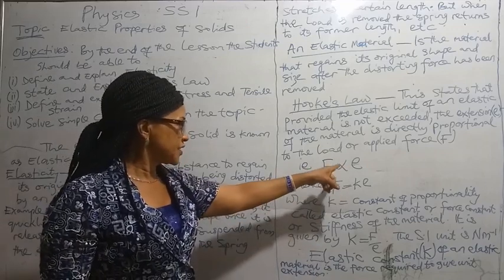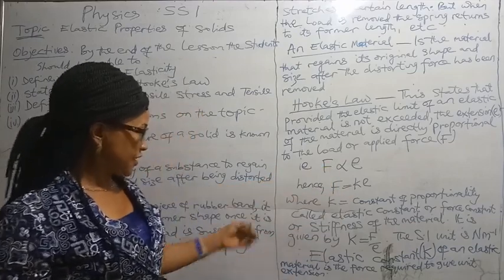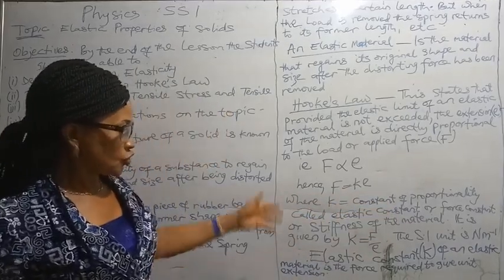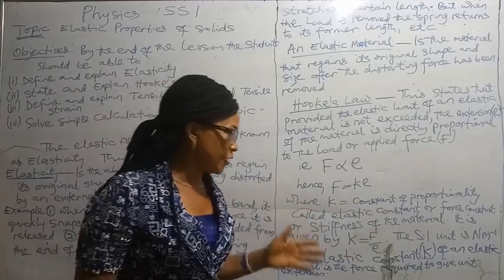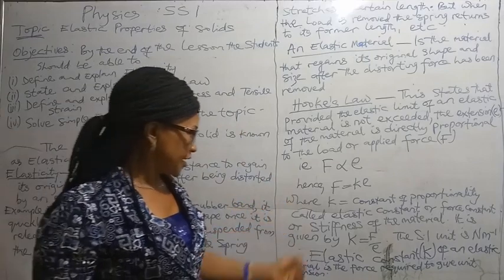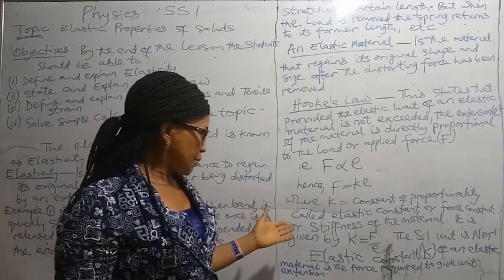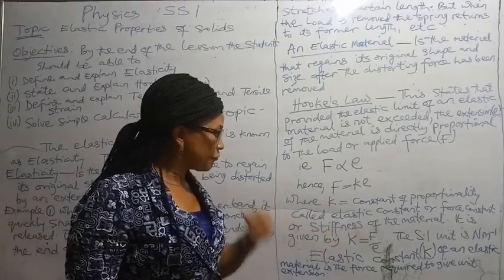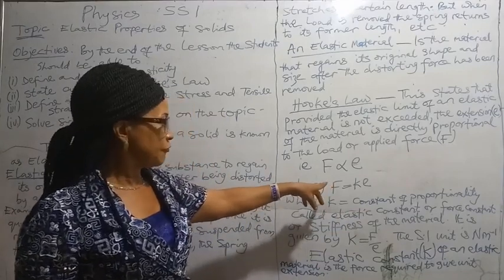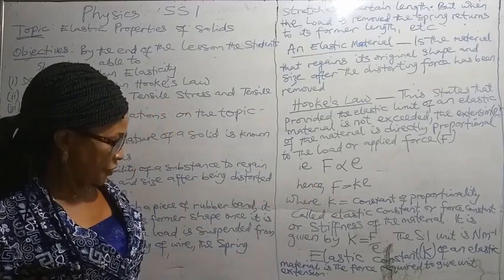Hence, when you remove the sign of proportionality, you put a constant K. And what is that K? K is a constant of proportionality called elastic constant or force constant, or you can call it stiffness. It has up to 3 names. And this stiffness can be given as K equals F over E, because you got it by making it the subject of the formula from the above expression, F equals K E.